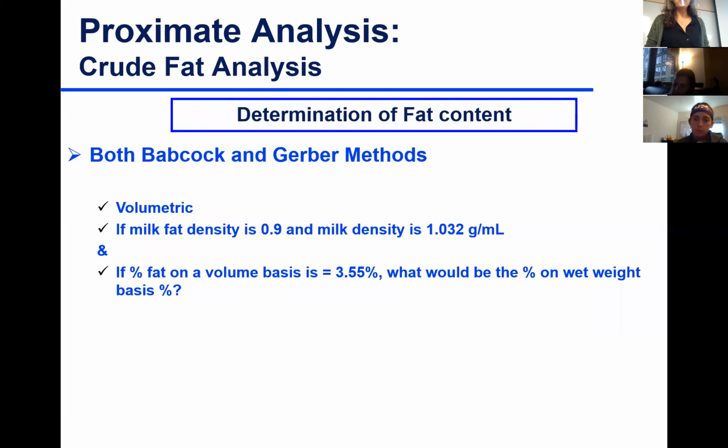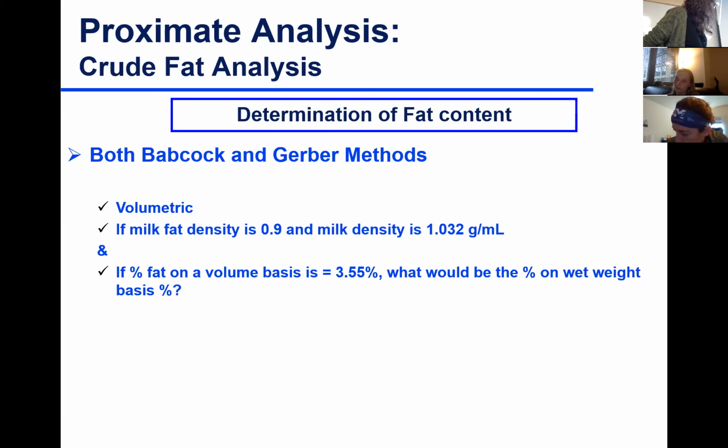So let's do some practice here, because both methods are volumetric. And if we want to convert the percent volume to percent on a weight basis, you would need the density of the fat and the density of the milk. So the density of the fat is 0.9 and the density of the milk is 1.032, and the unit is grams per milliliter.